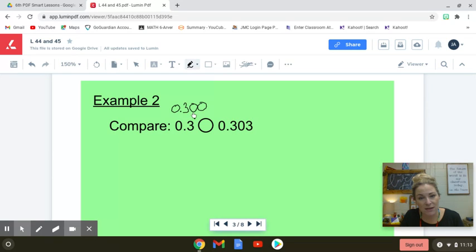One more place value, 2 places past the decimal. I have a 0 and a 0. Still the same. Keep going. Third place past the decimal. I have a 0 and I have a 3. Ding, ding, ding. We've determined one is greater than the other. 303 thousandths is greater than 3 tenths, or 300 thousandths. You read this symbol right here as less than.